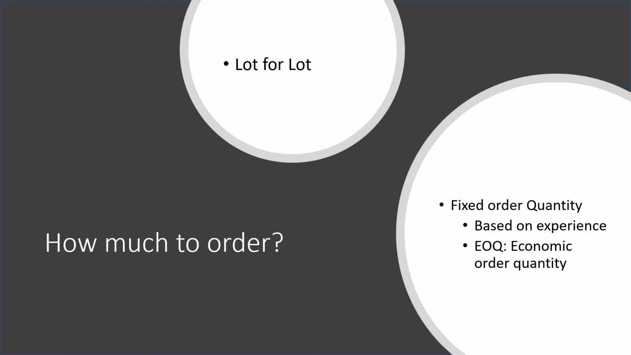EOQ is economic order quantity, in which we match the ordering cost with the carrying cost and find a point in the graph where both the costs are at their lowest, and the economic order quantity would help us get the lowest ordering and carrying costs. So that's pretty much it. It gives you a quantity, a fixed amount to order.